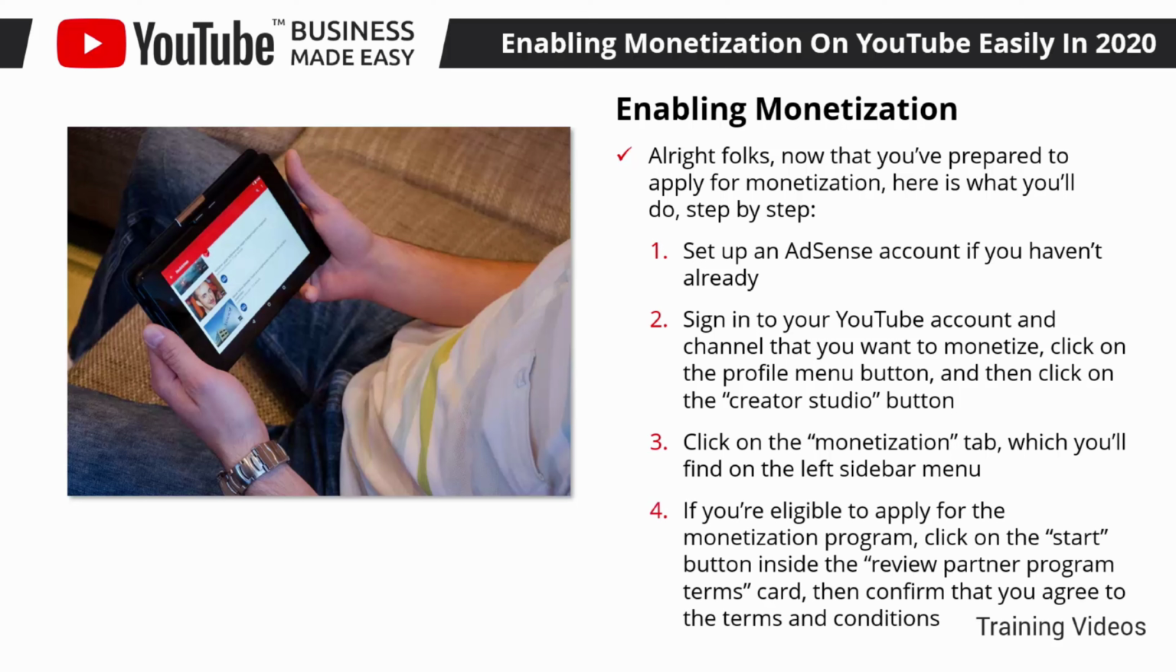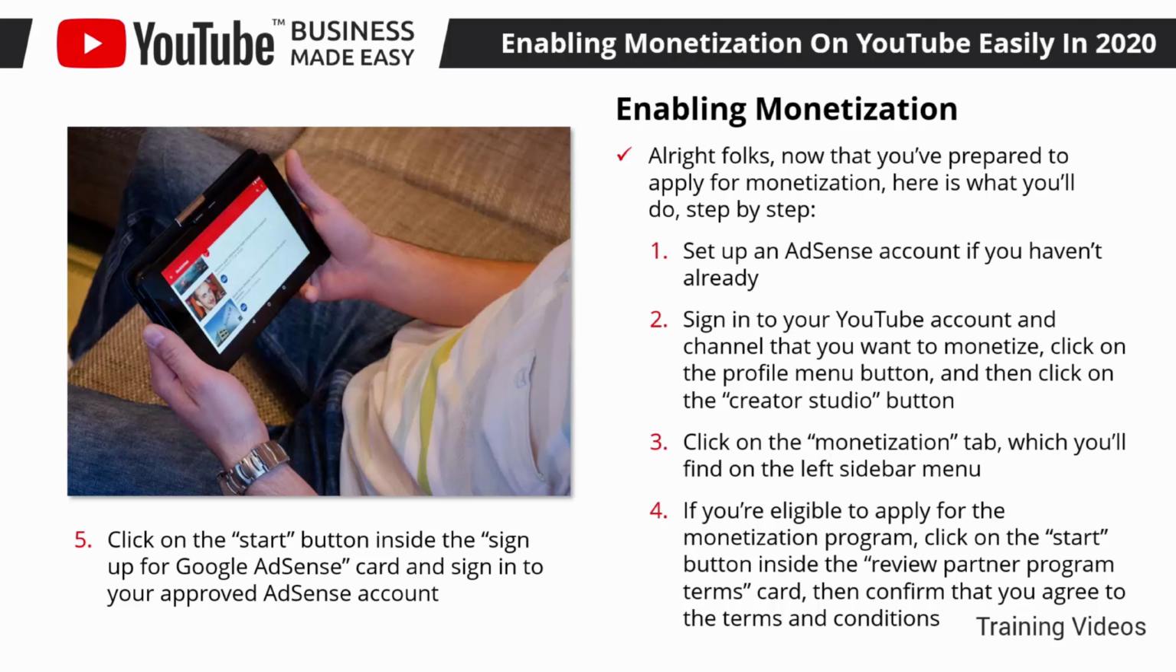Number 4. If you're eligible to apply for the monetization program, click on the Start button inside the Review Partner Program Terms card. Then confirm that you agree to the terms and conditions. Number 5. Click on the Start button inside the Sign Up for Google AdSense card and sign in to your approved AdSense account. Now, all you have to do is wait for approval, which can take 30 days or less. In that time, keep uploading awesome content and engaging with your audience.